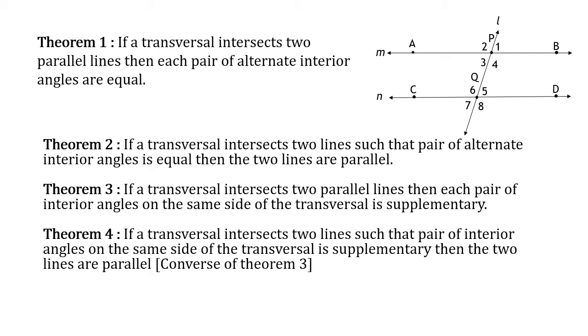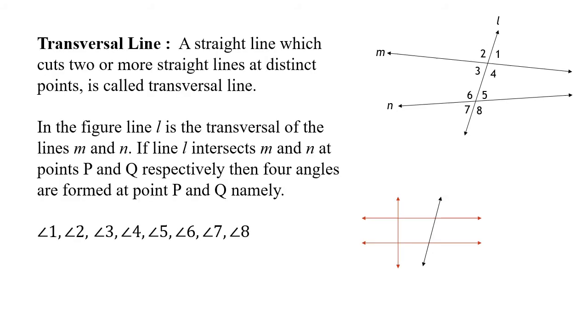If a transversal intersects two lines and the pair of alternate interior angles is equal, then the two lines are parallel. If a transversal intersects two parallel lines, then each pair of interior angles on the same side of the transversal is supplementary. So if they are on the same side of the transversal, the sum of the two will be 180 degrees. Theorem 4 states, if a transversal intersects two lines so that the pair of interior angles on the same side of the transversal is supplementary, then the two lines are parallel.